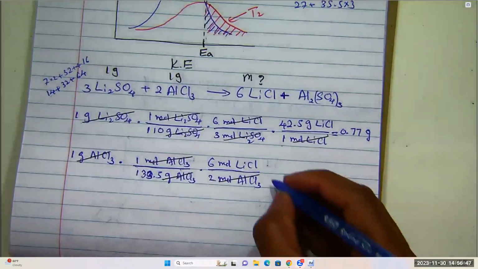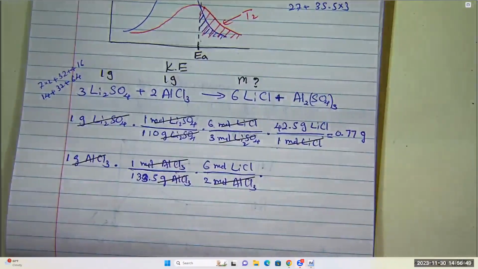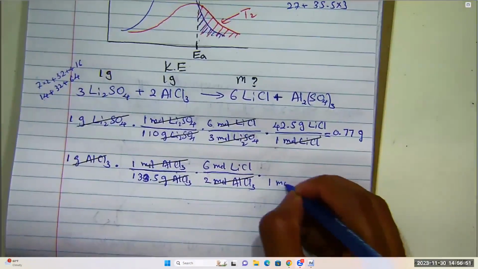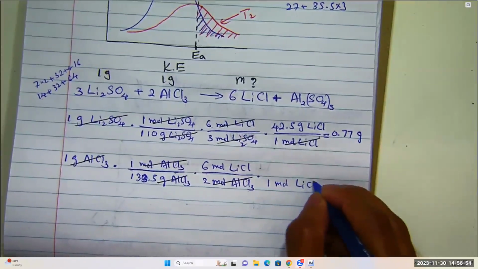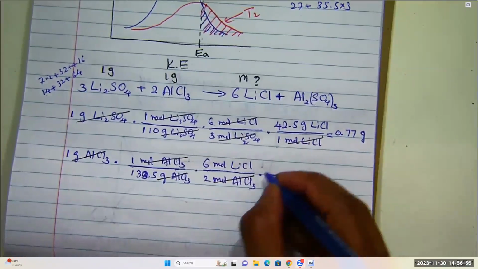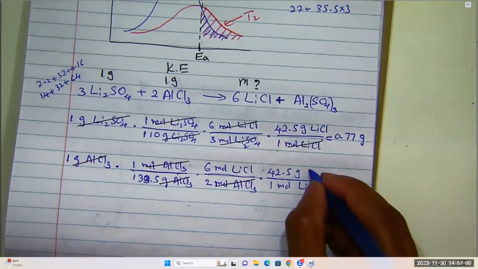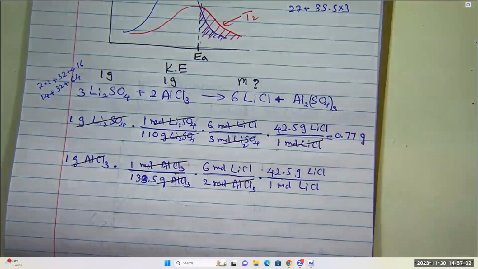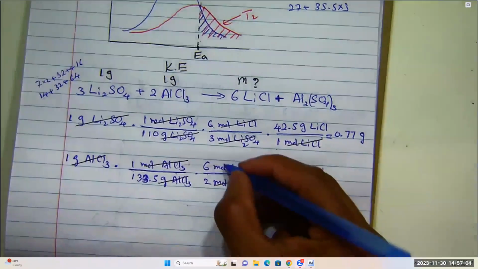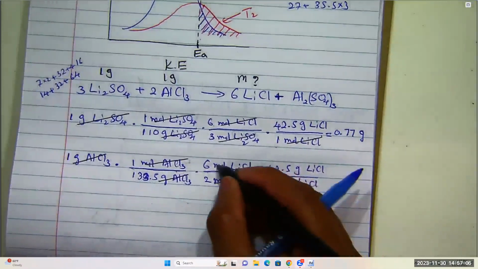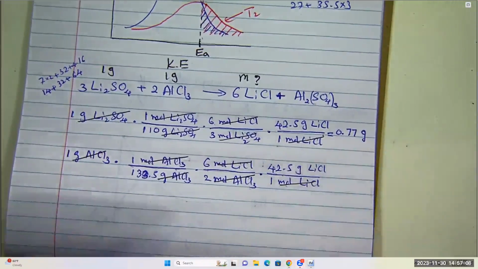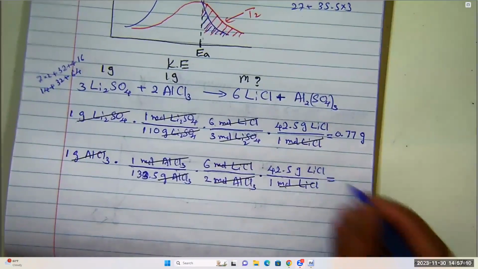And now I want to convert this to grams of lithium chloride. Why not? 1 mole of lithium chloride has a mass of 42.5 grams of lithium chloride. Okay, so therefore, the moles of lithium chloride cancel out. You're going to get the answer in grams of lithium chloride.